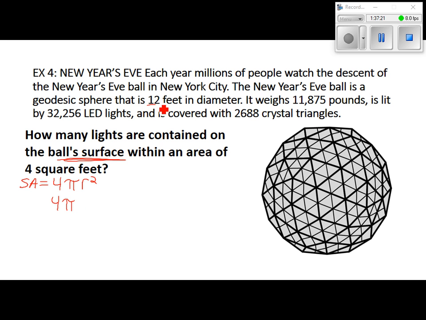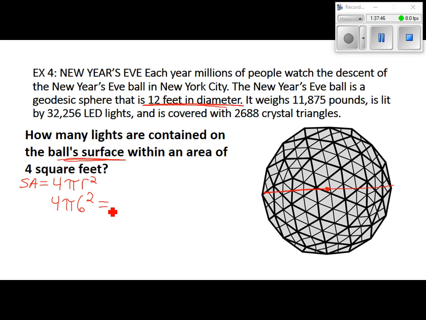It says 12-foot diameter. That means the diameter all the way across the ball. But we don't want all the way across. We want from the center to the edge. So we only want half of that. So it'd be 6 squared. We type all that into our calculator, and we're going to round it off to the nearest tenth, just like we've been doing everything else.